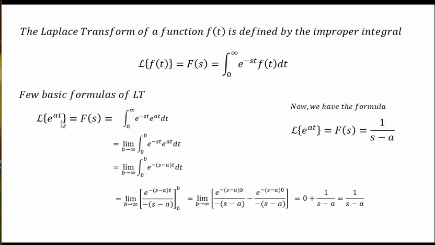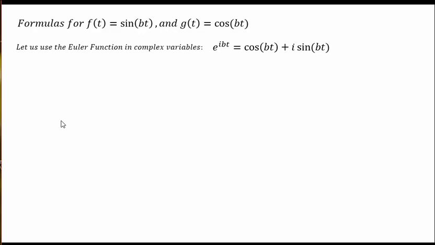Okay, so the formula we mentioned one more time: the Laplace transform of e to the at is 1 over (s minus a). Next example, we want to find formulas for cosine bt and sine bt. So remember Euler's formula for the complex variable: e to the ibt equals cosine bt plus i sine bt. So we'll take the Laplace transform of e to the ibt.